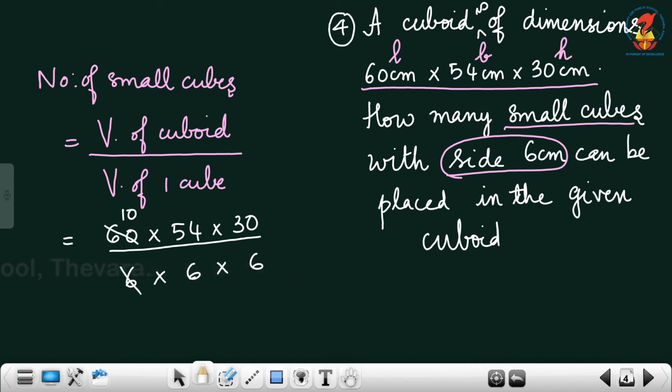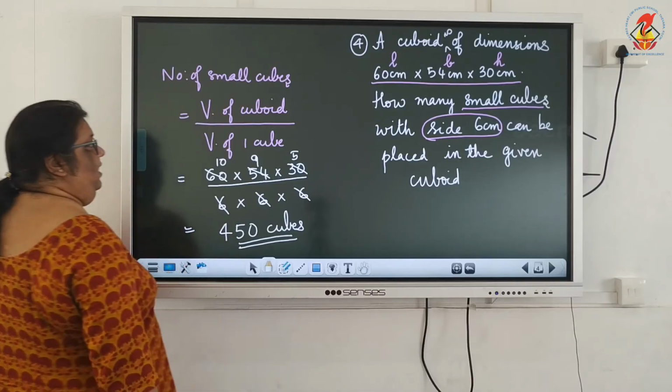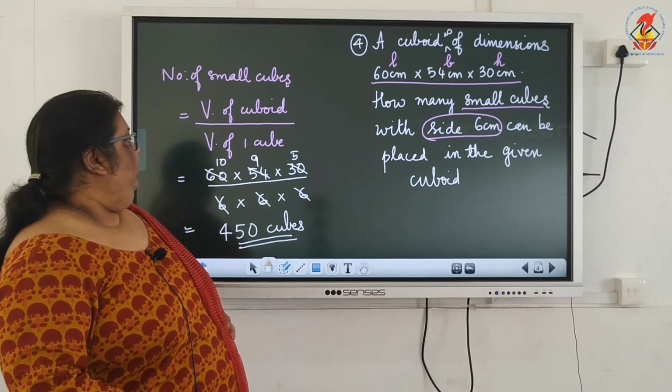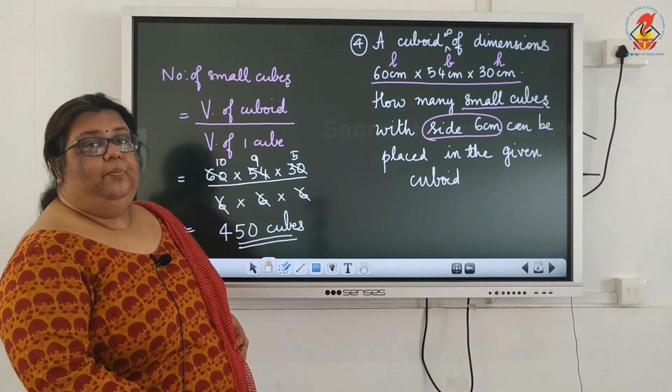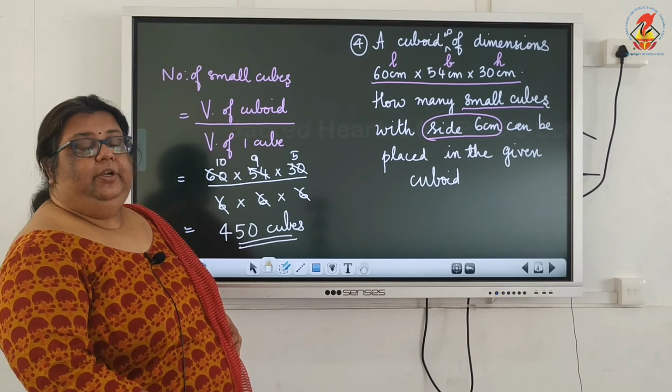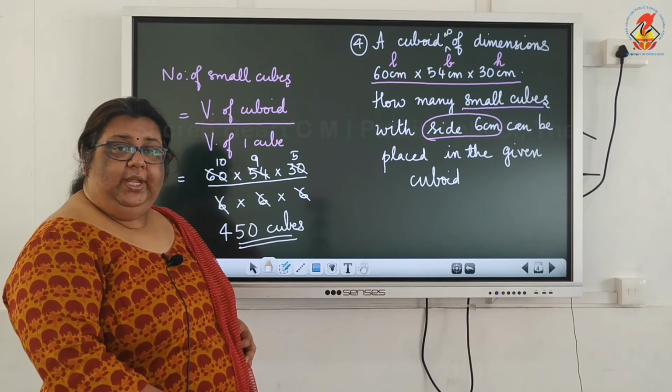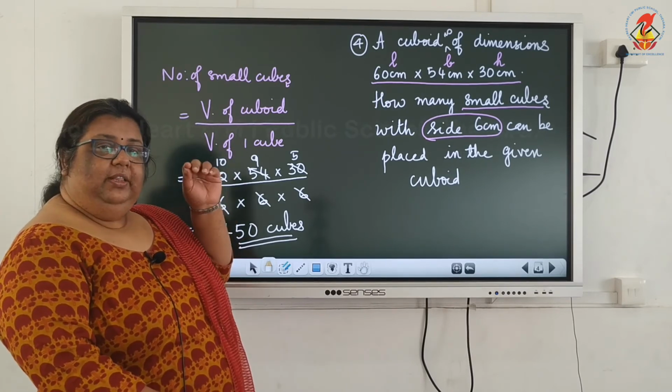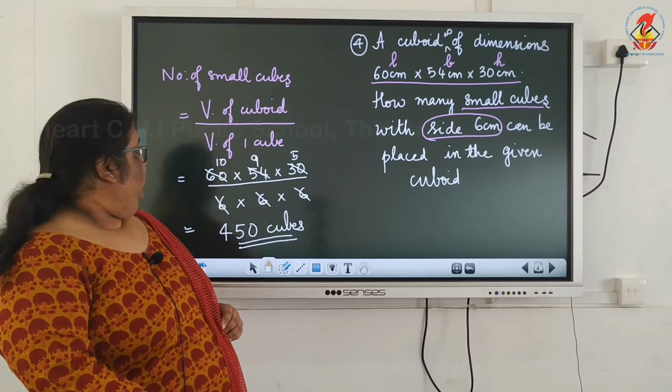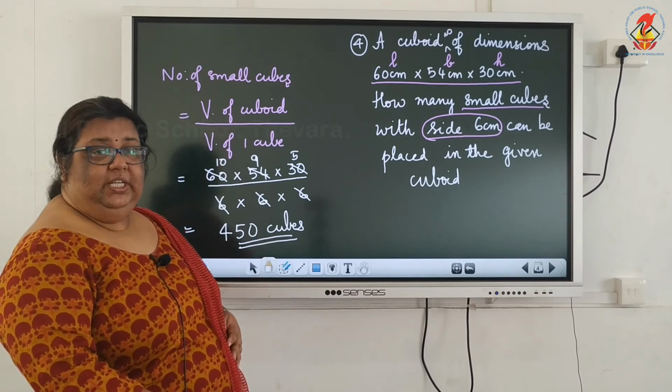6 goes in 60, 10 times. 6 goes in 54, 9 times. 6 goes in 30, 5 times. 9 5s are 45 into 10, 450 small cubes can be kept inside that cuboid. Understood? To find the number of small cubes, we have to divide the volume of the cuboid by the volume of that one small cube. So you will get the answer as 450 cubes.